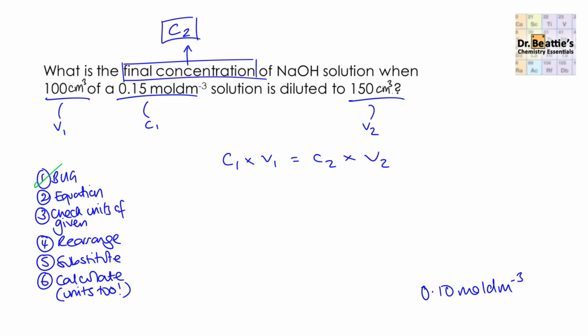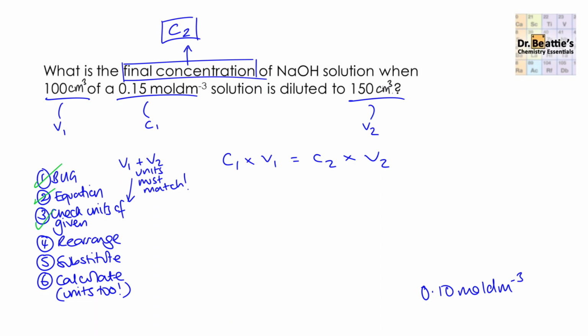Knowing it's a dilution question, we should be selecting this equation. Then we're going to check the units of any values given. Here obviously we've got concentration in moles per decimeter cubed. Now, when dealing with volume and looking at ratios, which is basically what this equation does, it doesn't matter what the units of the volume are, as long as both V1 and V2 match. So whilst these are both in centimeters cubed and the concentration is in decimeters cubed, it doesn't matter because we're just seeing how many times V1 and V2 are related to each other. So as long as the units match, all's good here.